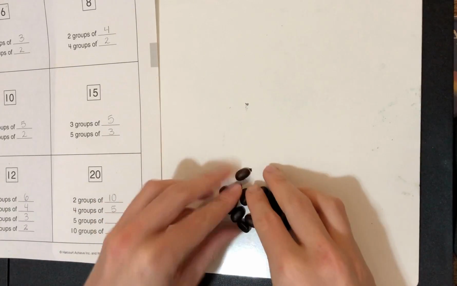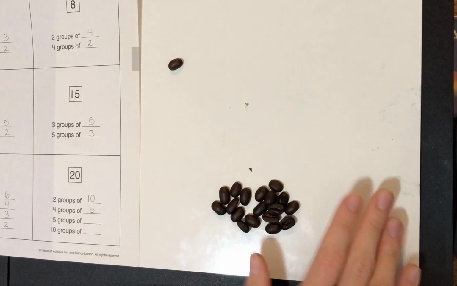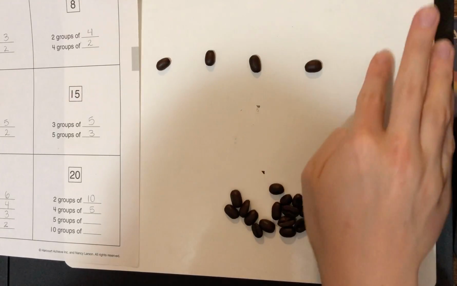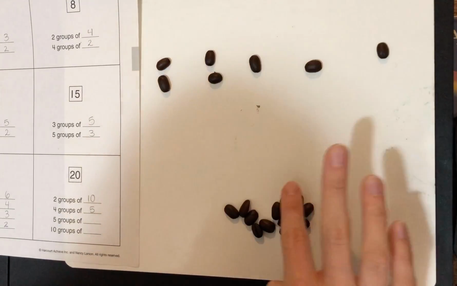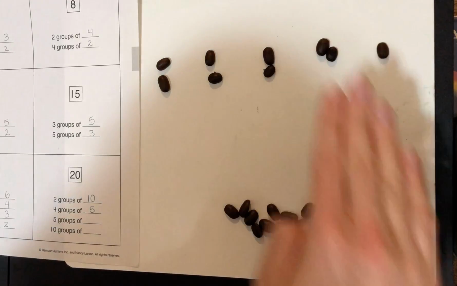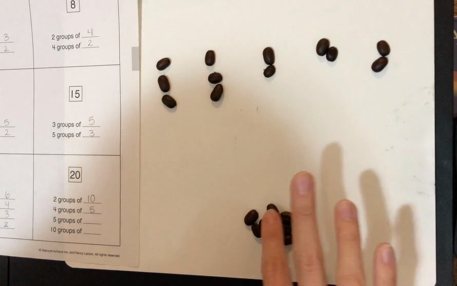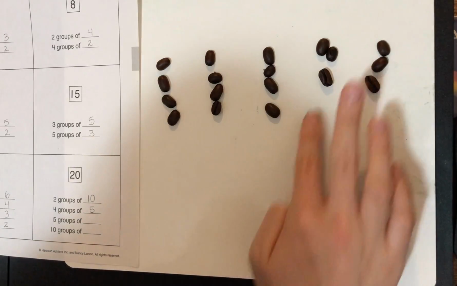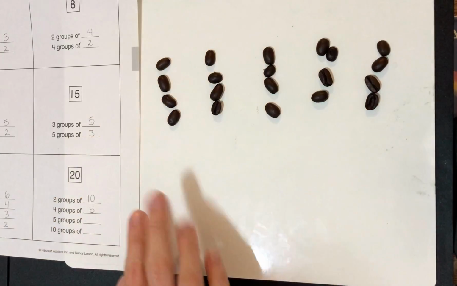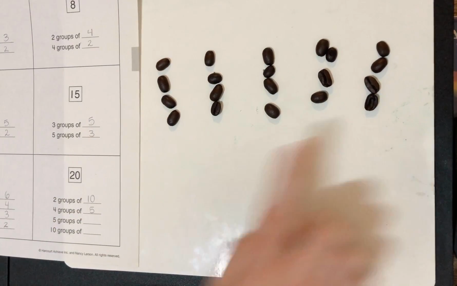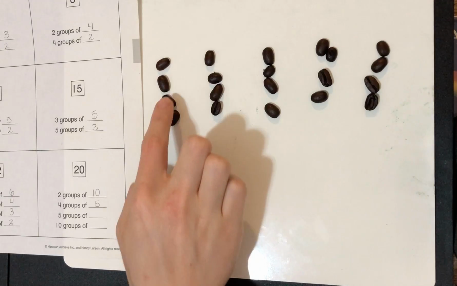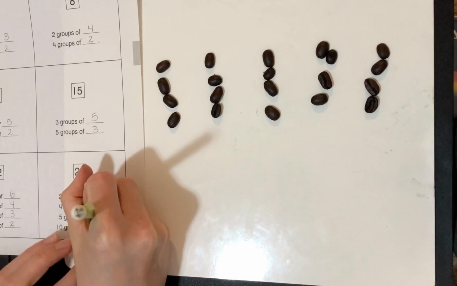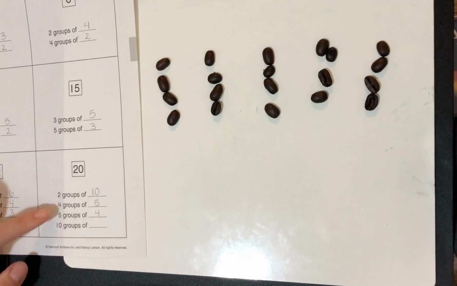So 5 groups. So 1, 2, 3, 4, 5. 1, 2, 3, 4, 5. 1, 2, 3, 4, 5. 1, 2, 3, 4, 5. Okay, so we have 5 groups, just like it asks for. And in each group, we have 1, 2, 3, 4. And you can count those and double check. And there's 4 in each group. So we have 5 groups of 4. So the opposite of the one we just did before.